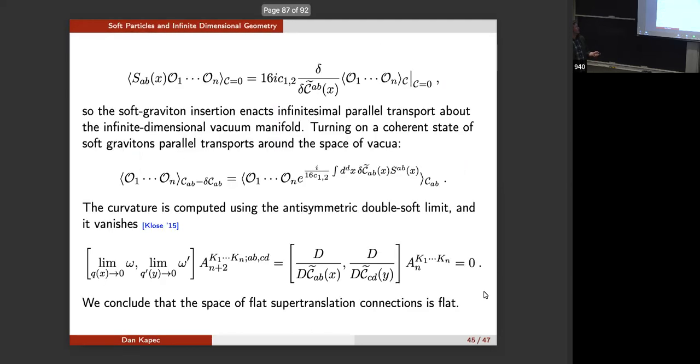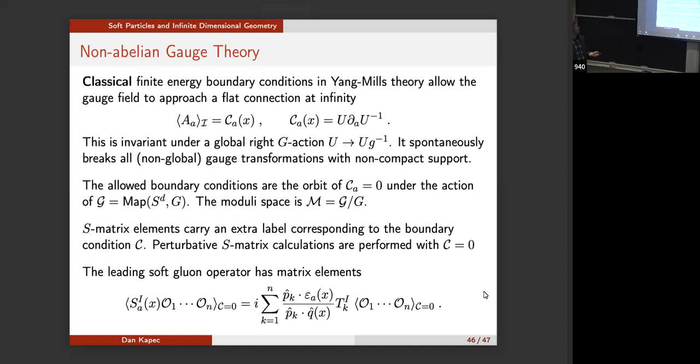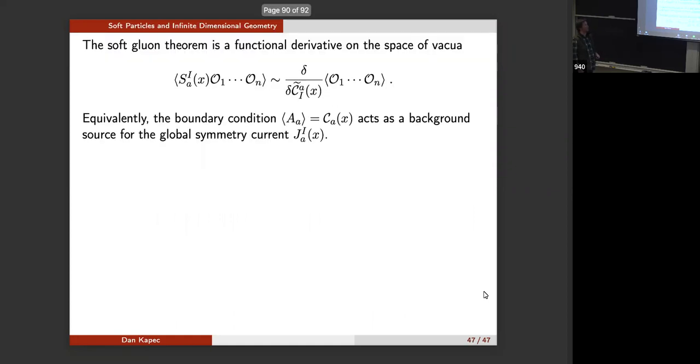All right, so let me just jump to non-abelian gauge theory. There's a similar sort of non-dynamical degree of freedom or boundary condition in non-abelian gauge theory. It's basically labeled by flat G connections on the celestial sphere. And because it leaves the global part of the gauge group unbroken, the moduli space is Map(S², G) mod G. So it's some huge infinite dimensional quotient. And the S matrix elements implicitly all have this extra label. They are always computed with C equal to 0. So that's the normal statement of the soft gluon theorem at that particular point in the moduli space.